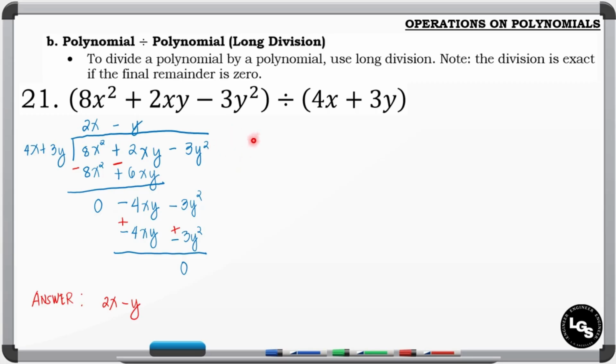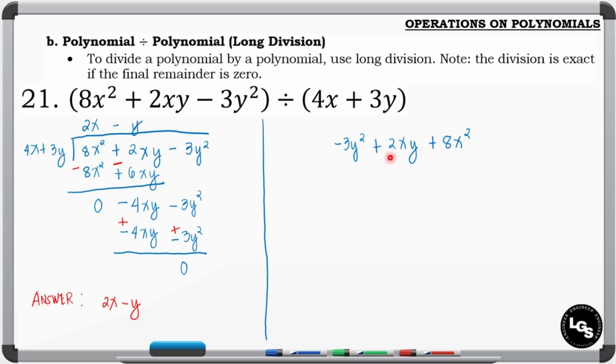So we can do the other solution by dividing first the term with the y squared. Then the answer should be the same. So I will write first the negative 3y squared followed by the 2xy plus 8x squared.